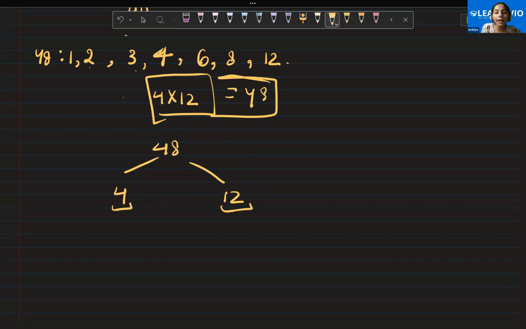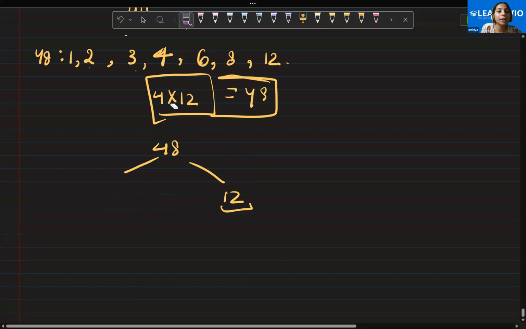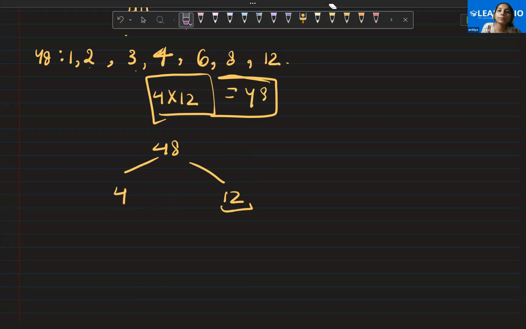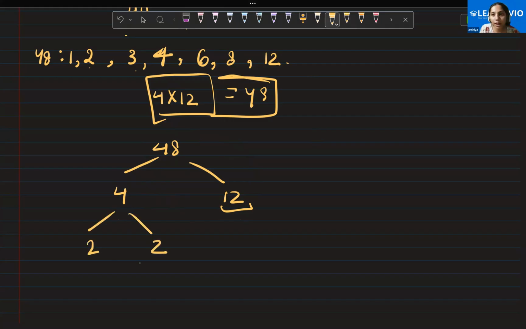Here only. So how can I get 4, by multiplying two numbers? 2 times 2. Correct. So now, like I wrote 48 is 4 times 12, I'll write 4 as 2 multiplied by 2. That's it. Now 2 cannot be divided any further, so we're going to stop there. Now same for 12. How can I get 12?